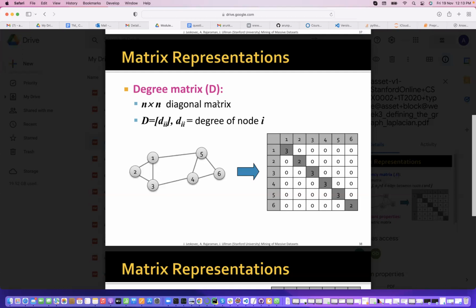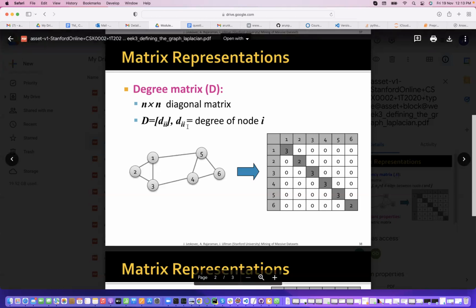So the degree matrix D here, n by n, is a diagonal matrix. This is an n by n diagonal matrix.